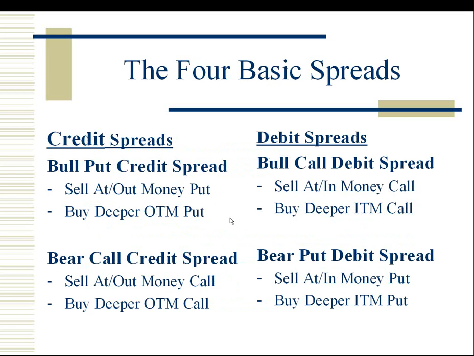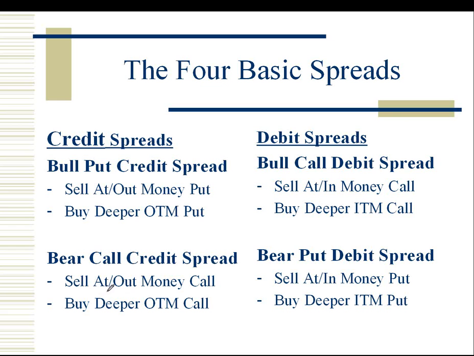And then we're going to buy a put with a lower strike price. So if I sold the 50 put, I may buy a 45. We'll receive a net credit for that transaction. As long as the stock stays above 50, both puts expire worthless, and we'll keep our initial net credit.